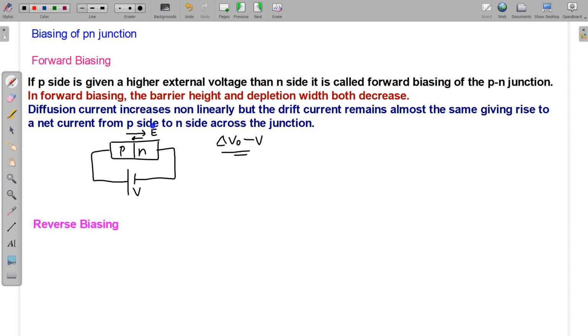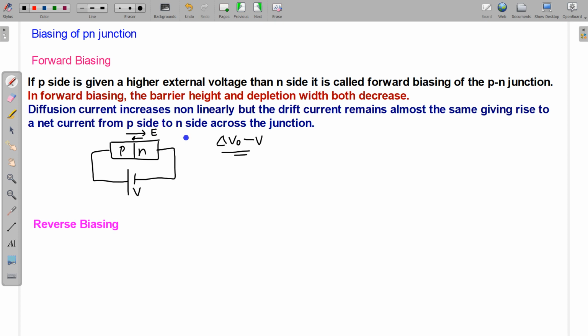So diffusion current increases, but this increase is not like Ohm's law, V is equal to IR. This is a non-linear relation. So diffusion current increases non-linearly, but the drift current is due to minority charge carriers, and there is no such increase or decrease in the minority charge carriers. Obviously there may be some effect on drift, but the drift current remains almost the same. When it was unbiased, drift and diffusion were both equal, and net current was 0.